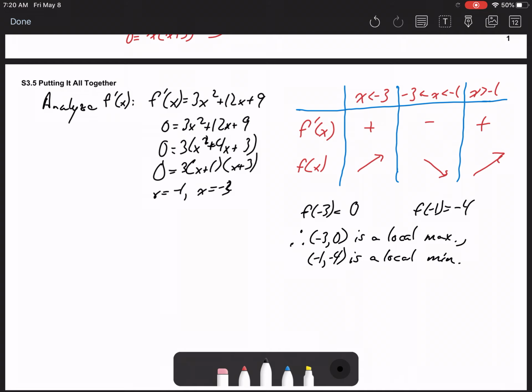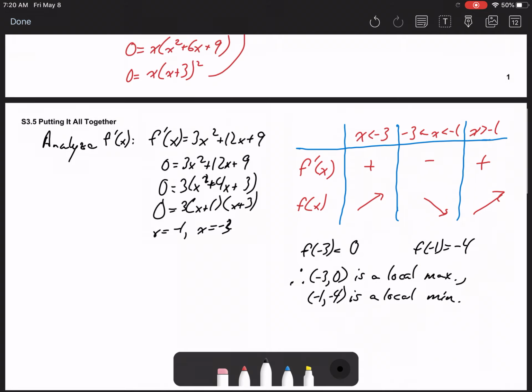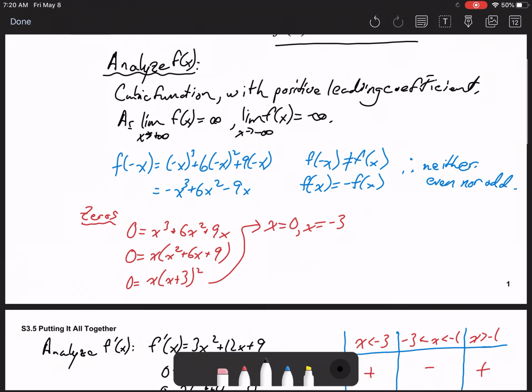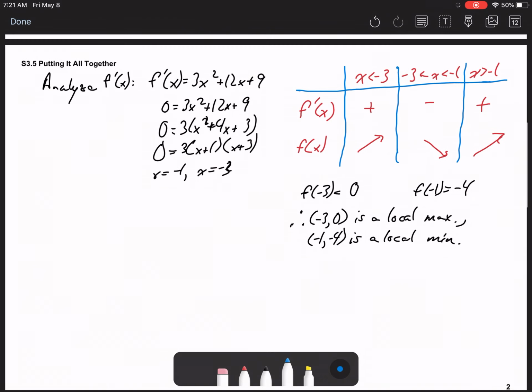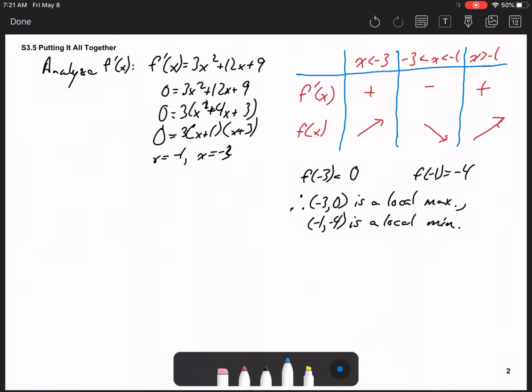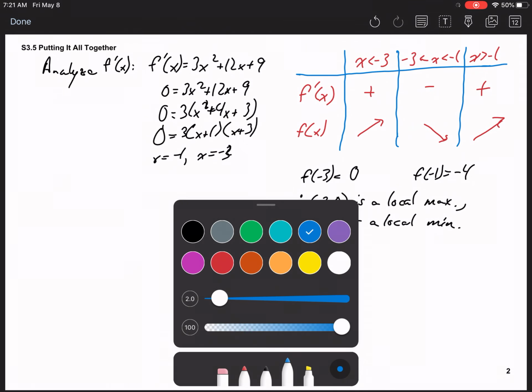Because if I know the shape as well, it's going to look like some kind of S-like shape, because it's a cubic function. It'll look something like that. I know that we're not going to have any absolute maximums or minimums, so I don't need to go into that. Okay, so let's choose a different color. I'm going to choose purple now.